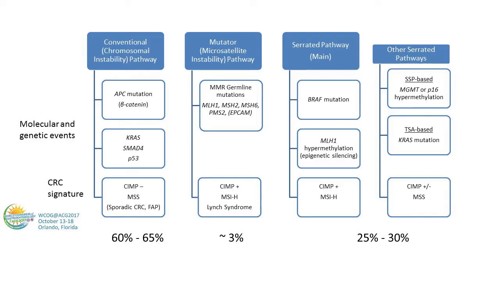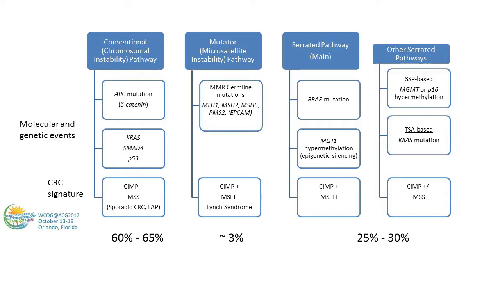The second pathway is the mutator or microsatellite instability pathway, which is exemplified by Lynch syndrome, in which you have germline mutations in the mismatch repair genes, leading to a cancer that's actually hypermethylated and microsatellite unstable. Together, these two pathways, which are really adenoma-based, contribute about two-thirds of colorectal cancers. So a big chunk of remaining cancers are accounted for by the serrated pathway.